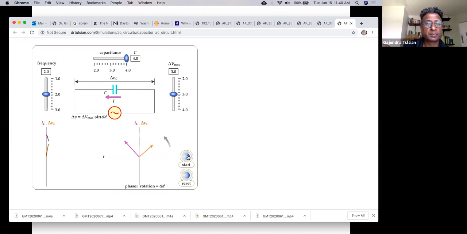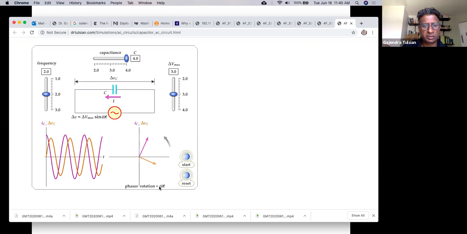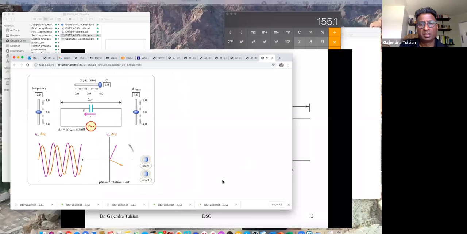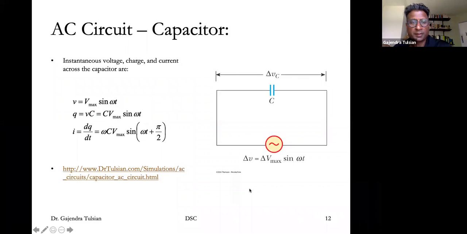Let's start. Again, you can see that the current and voltage are not in phase, and these are the y components of these phasors, which are rotating at an angular speed of omega. The current leads, so the voltage is behind by 90 degrees.